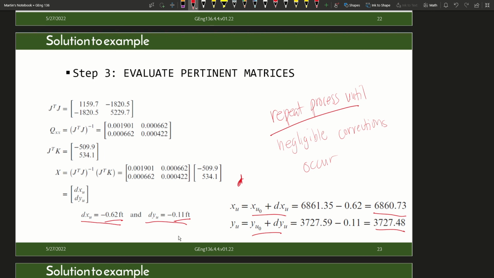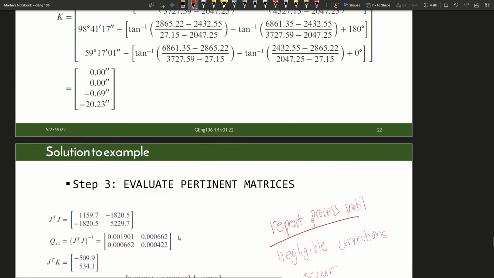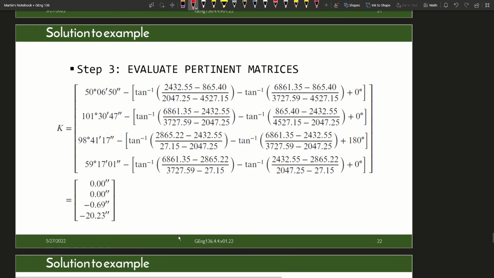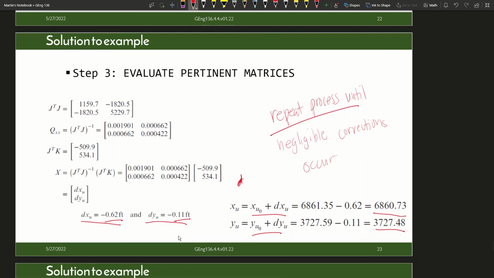Diba, we have the C0, or it could be 180, or 360. Okay. Then you repeat the process until negligible corrections occur. So for example, you already have corrections of 0.00001 feet. So probably that is too small. That is already acceptable based on the precision given or required. Then that's your final answer.